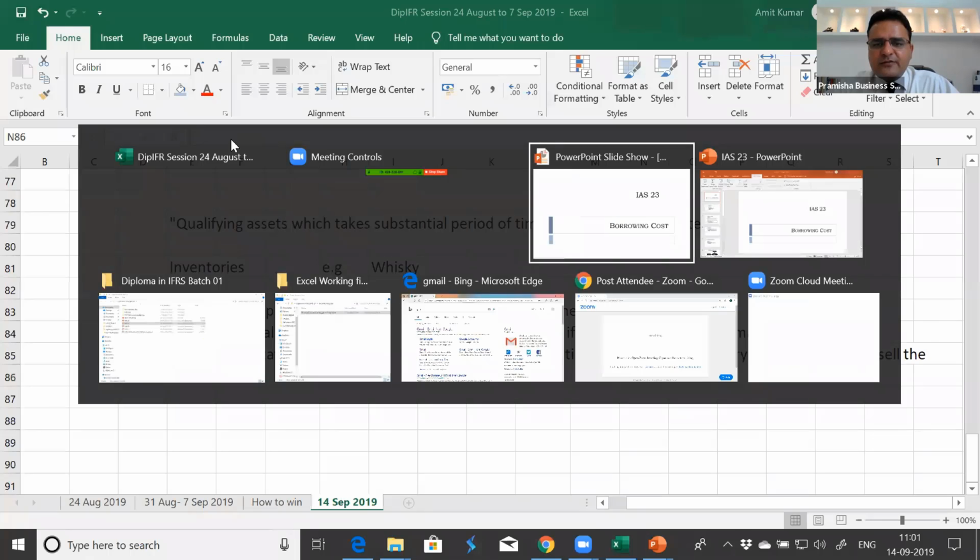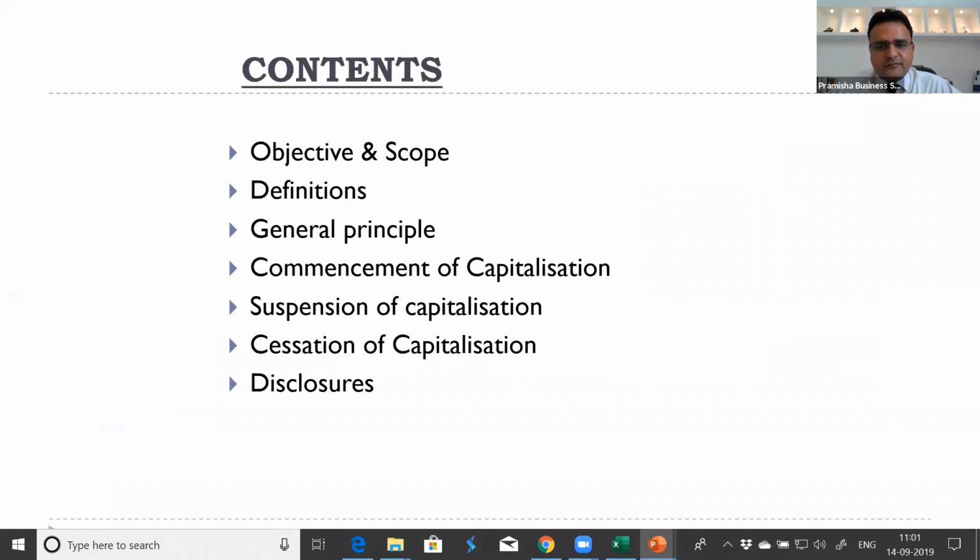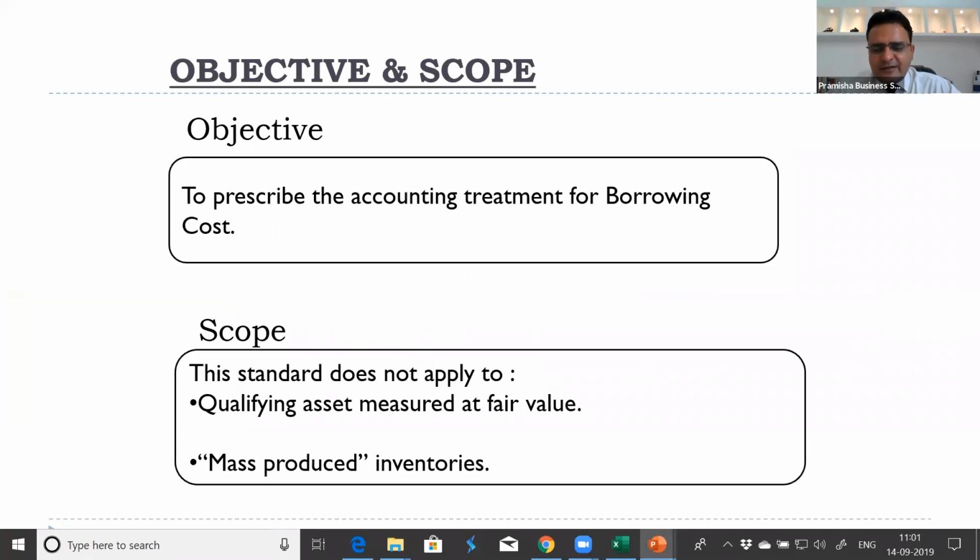We'll take you through it. So look at the objective and scope, general principle, commencement, suspension, and cessation. These are the three areas we need to be careful about, and that's the area we need to focus on. The standard prescribes the accounting treatment for borrowing cost that can be capitalized as part of the cost of making the asset. The standard does not apply to qualifying assets measured at fair value or mass-produced inventories.